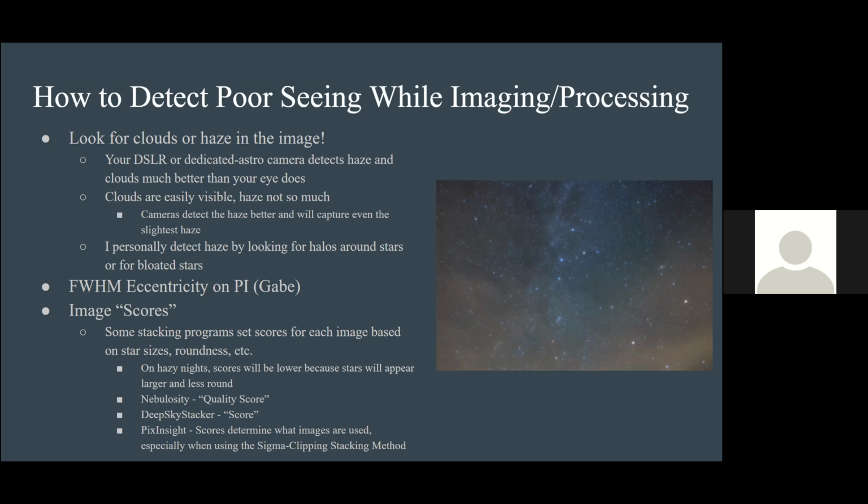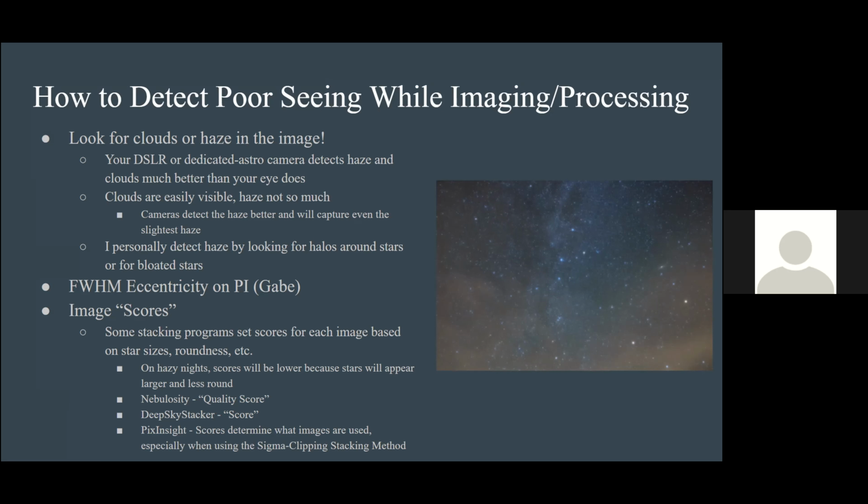There's image scores, of course. A lot of stacking programs set scores for each image based on star sizes, star roundness, and then also star counts and signal to noise ratio. On hazy nights, of course, scores will be lower because stars will appear larger and less round.